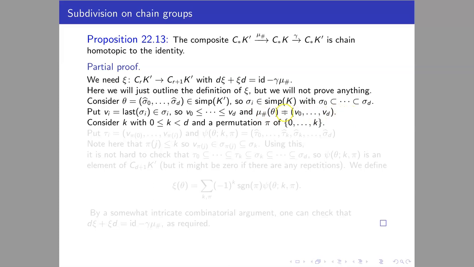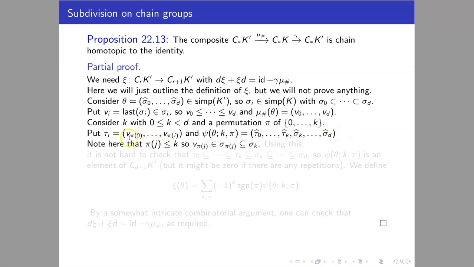Okay. So now to define xi, and xi is going to have a bunch of terms depending on some permutations. So we get a term for each choice of k between 0 up to d minus 1, and each permutation pi of 0 up to k. And to define the relevant term, we're going to let tau i be the simplex consisting of v pi 0 up to v pi i, and then our psi of theta k pi is going to be this list here, tau 0 hat up to tau k hat, and then sigma k hat up to sigma d hat.